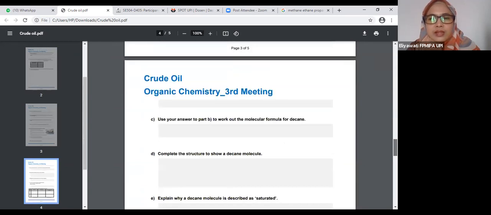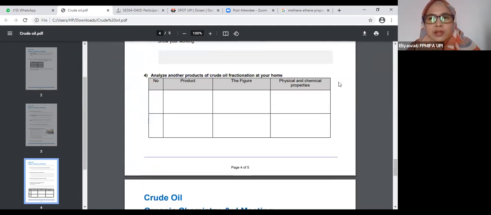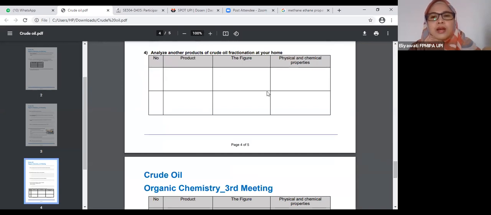At the last part, you analyze the product of crude oil fractionation at your home. Maybe at your home you have candles. Candles are also one of the crude oil products. Or you have kerosene, petrol, diesel, natural gas. You take pictures of your product and tell us the physical and chemical properties. What is the characteristic of the product?